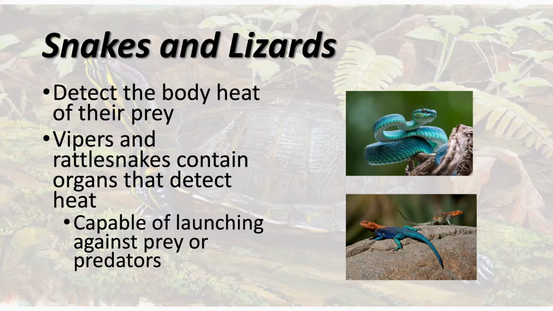Snakes and lizards can also detect the body heat of their prey. That's one way that they can sense if there's something nearby or not. Vipers and rattlesnakes have an organ that can detect heat very well, and this will help them, like I said, to go towards the prey. They can actually launch themselves against their prey or predators, which is pretty cool, but also very scary. Sometimes you might have seen documentaries of animals where you've seen snakes literally leap for a couple of feet, attacking their prey. So be very, very careful when you see a snake or a lizard.